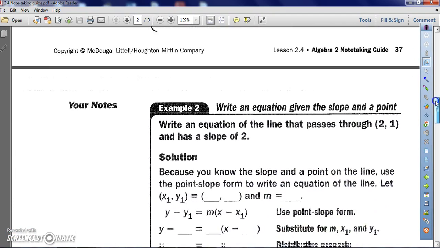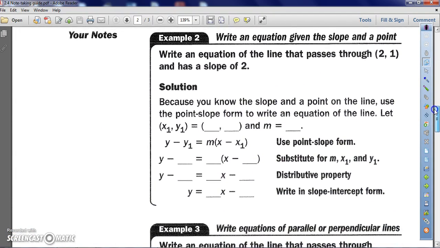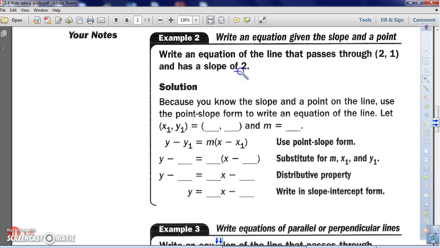Okay, let's take a look at example number 2. We want to write an equation here given the slope and a point that the line passes through. In this case, we are told that our slope is 2, and it passes through the point 2, 1. Now, we don't know the y-intercept in this problem, so we're going to have to use point-slope form instead. The x1, y1 is our point that's on the line. That's the point 2, 1. Our m is our slope, which it says is 2.